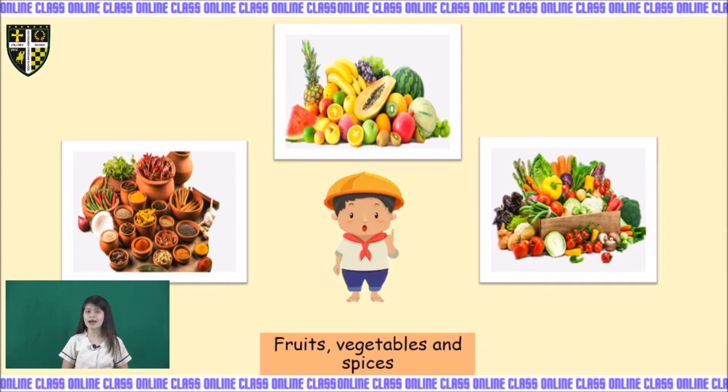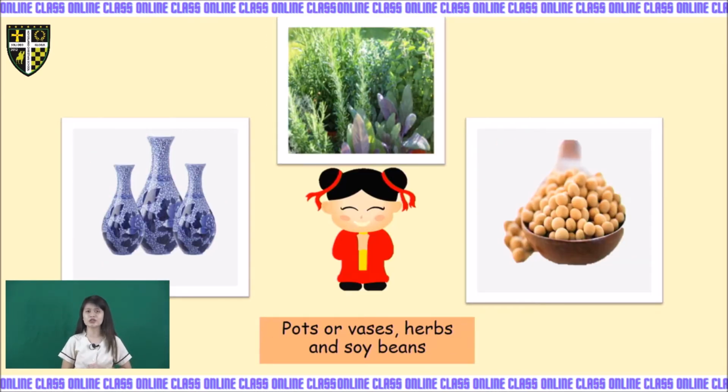And did you know that when Ferdinand Magellan discovered our country, he noticed that our country is rich in spices. Well, spices are powders or seeds that came from plants and they are used to flavor foods. And another, we traded too with Chinese. Isn't it? I told you a while ago, they traded pots or vases, herbs, and soybeans.